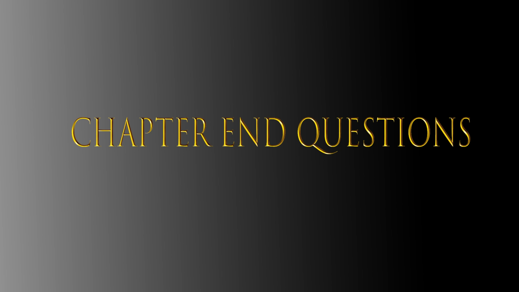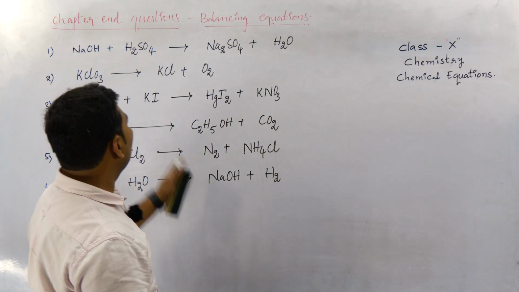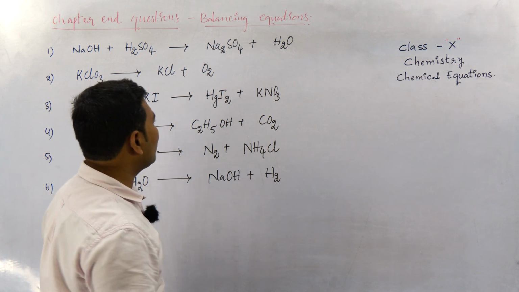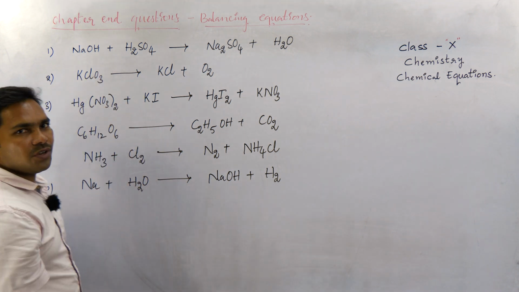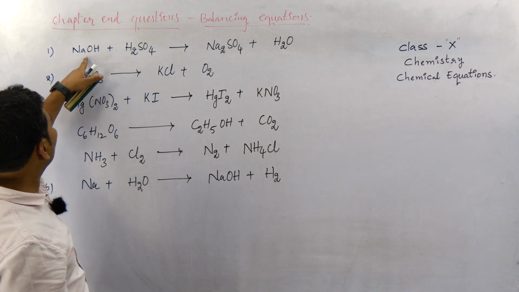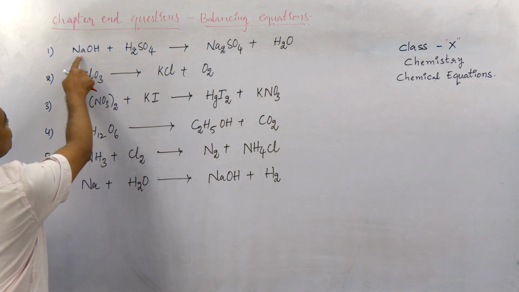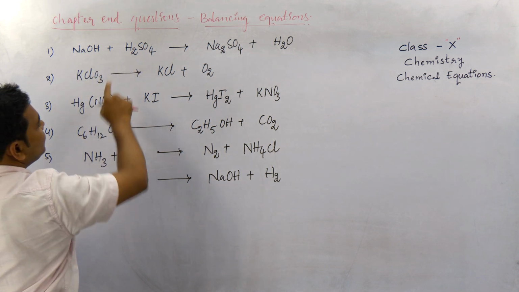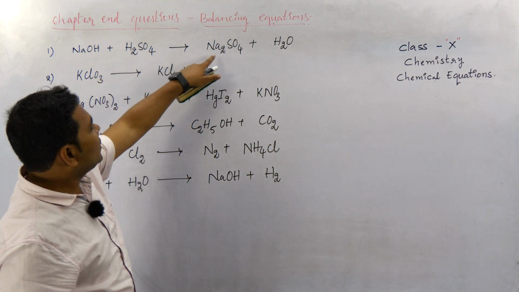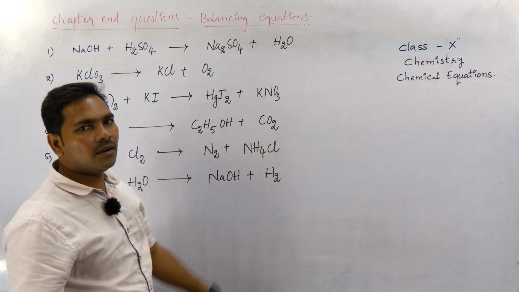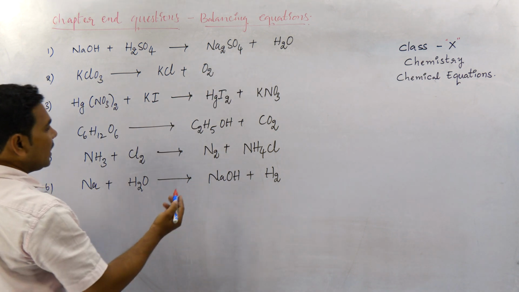Now let us solve a few more example questions which are given at the end of this chapter. Let us see equation 1. What does equation 1 represent? Sodium hydroxide reacts with sulfuric acid, giving sodium sulfate and water. So for this, let's balance.